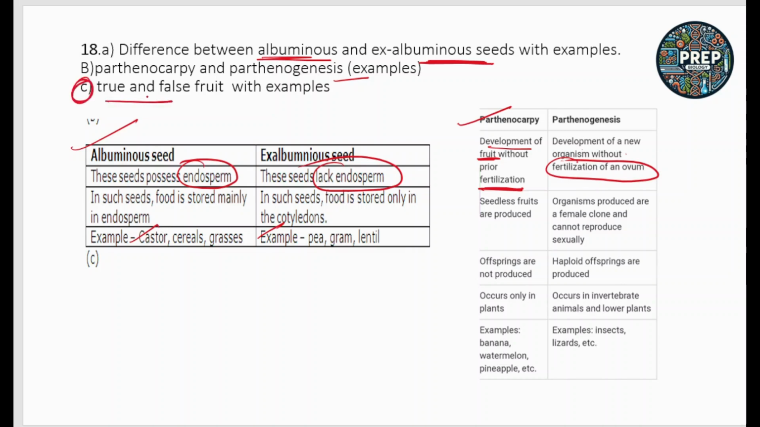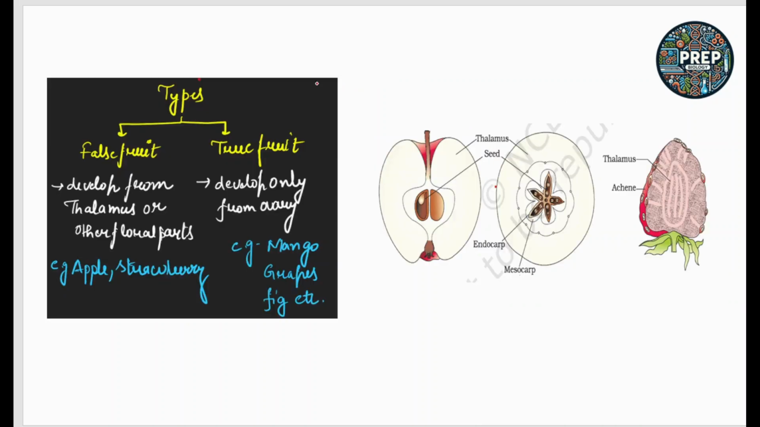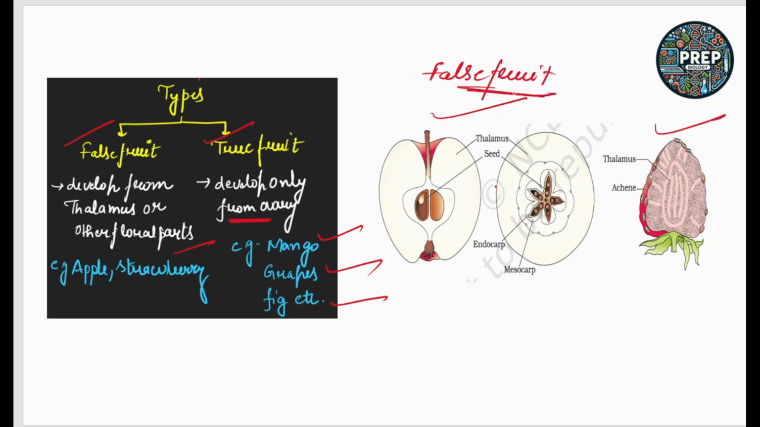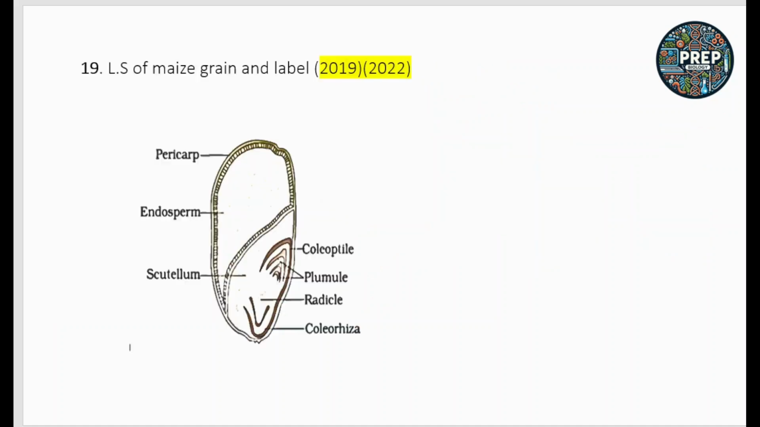Difference between true and false fruit. We have discussed this in the previous classes. True fruit develops only from the ovary. Examples are mango, grapes, figs. False fruits develop from the thalamus or other floral parts. Examples are strawberry and apple. Apple and strawberry are false fruits because they do not develop from the ovary, but from the thalamus. So all the differences are important.